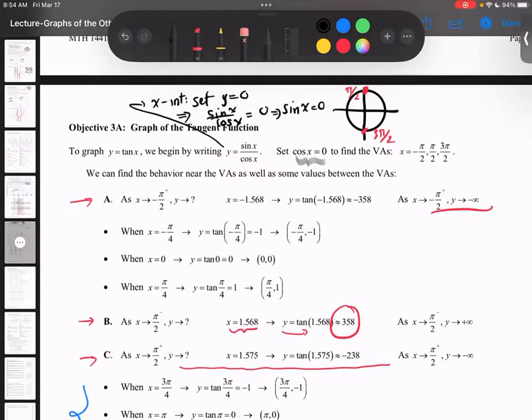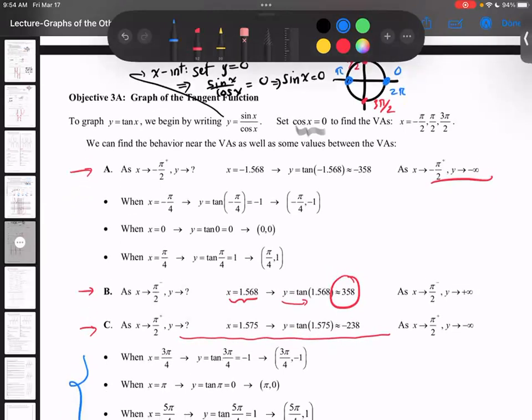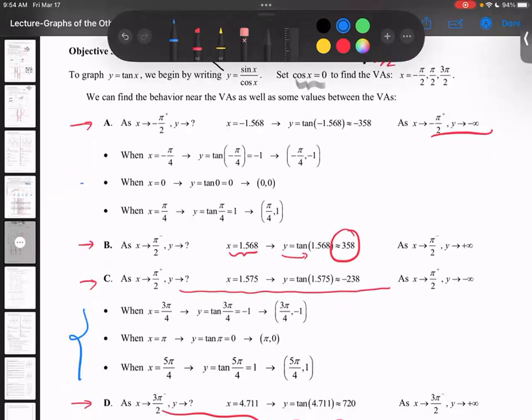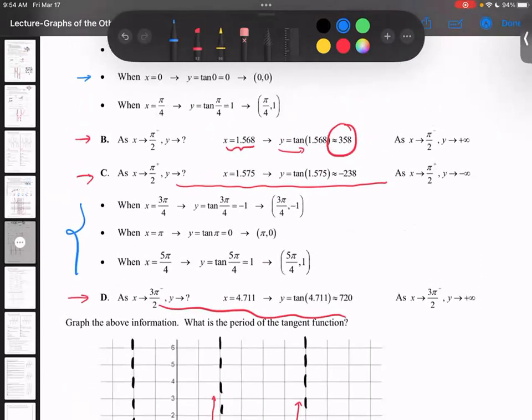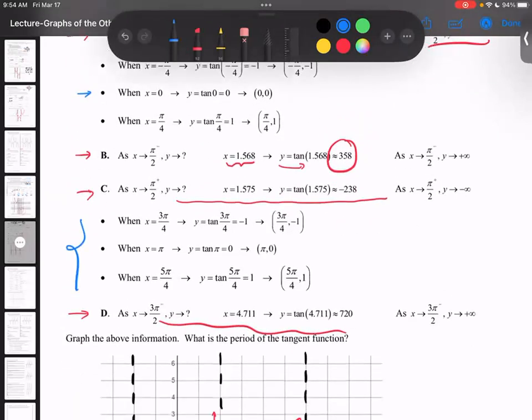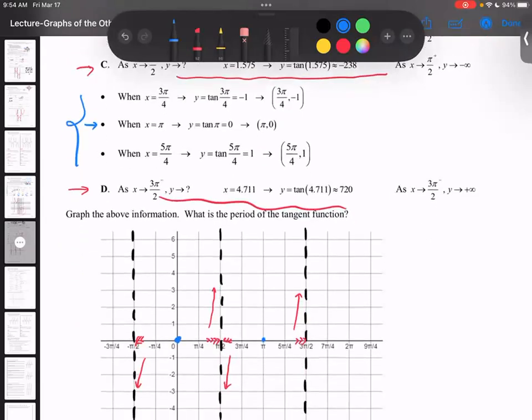If you look at the unit circle, at what values of x is sine x 0? It is 0, pi, 2 pi, at least just from 0 to 2 pi. So at x equals 0, tangent is 0. Where else is it 0? At pi, right? So right here at pi it is 0.